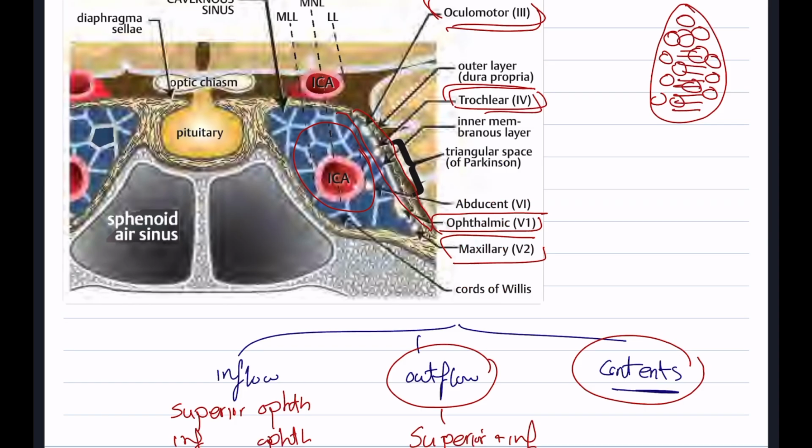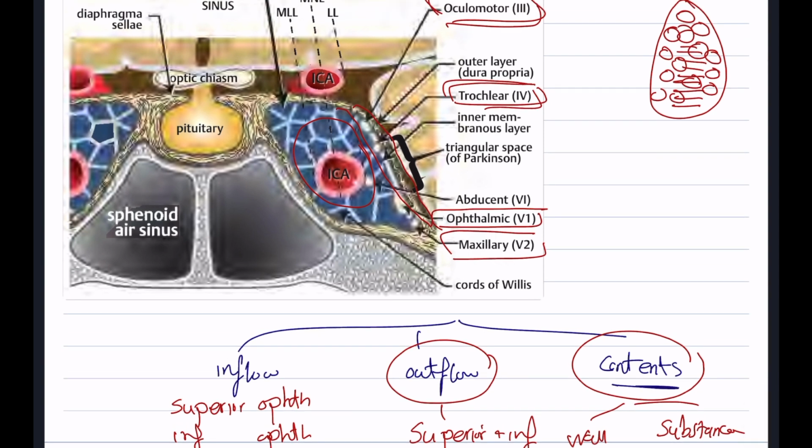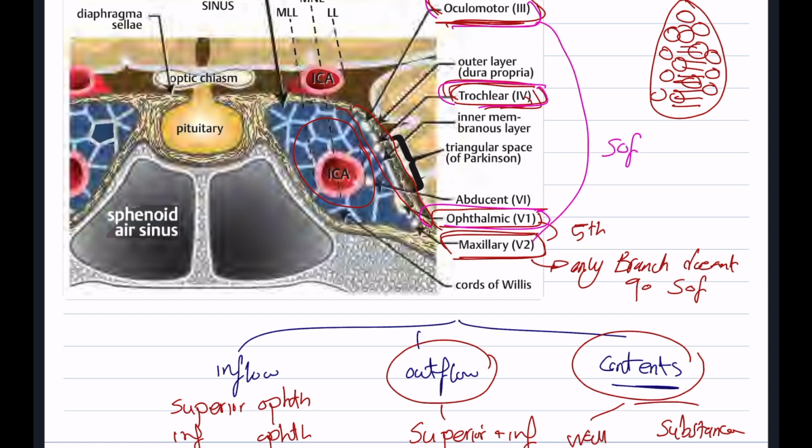So the contents of the cavernous sinus can be divided into two things. Contents inside the wall of the cavernous sinus, and the contents inside the substance of the cavernous sinus itself. Starting with the wall, you will have four nerves: the oculomotor nerve, trochlear nerve, and the ophthalmic and maxillary divisions of the trigeminal nerve. And as you can see, the maxillary nerve is the only branch that doesn't go through the superior orbital fissure. The oculomotor nerve, trochlear nerve, and ophthalmic division all go through the superior orbital fissure. And the maxillary nerve will only go through the foramen rotundum. So these are the contents in the wall of the cavernous sinus.